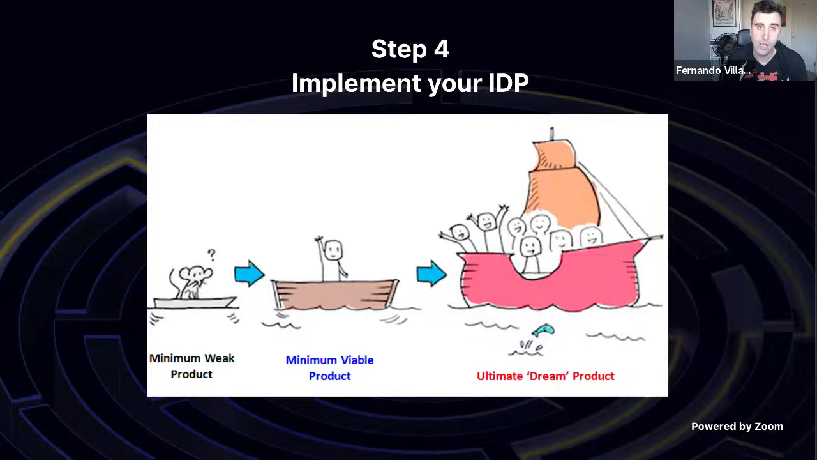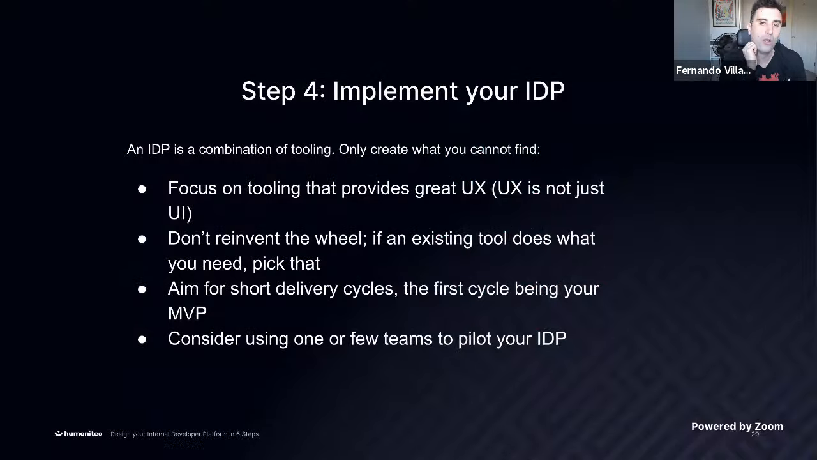Right. So here we're implementing our IDP. When you first start, you aim for a minimum viable product, and then you aim in iterations. While implementing your IDP, remember that an IDP is a combination of tooling. So focus on tooling that provides great user experience, because that's going to be quite important for the overall experience of your developers. Don't reinvent the wheel. If an existing tool does what you need, pick that.